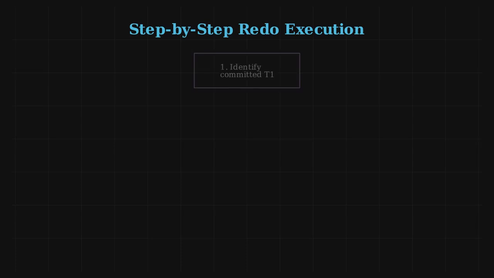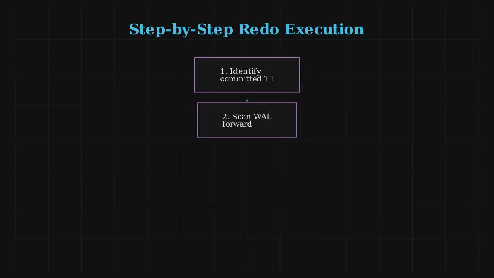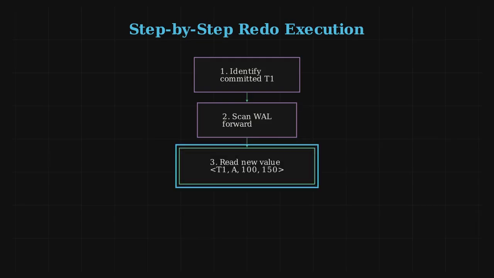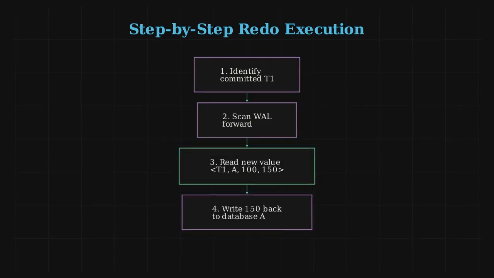During redo, we scan forward from the log start. Since T1 committed, we must ensure its update to A is written. We reapply the new value of 150.